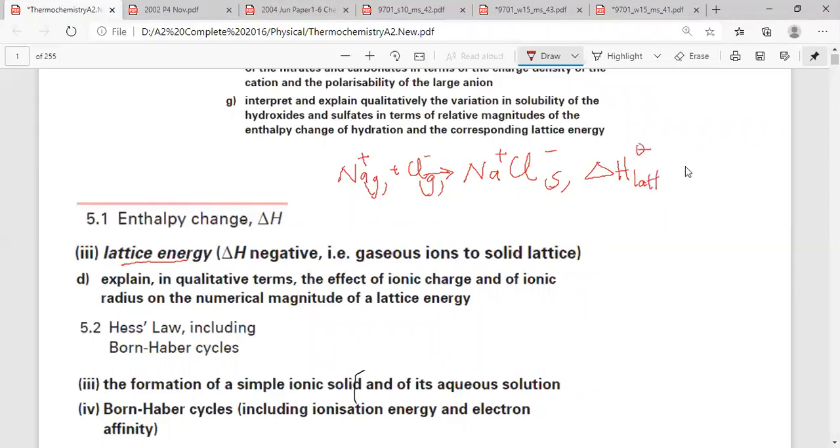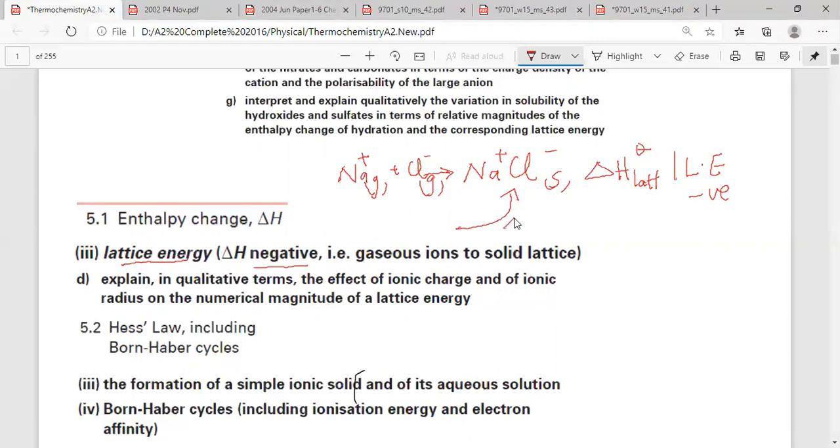Or sometimes it is written as LE. And it's always negative. See? Always negative. As compared to bond energy, it's always positive. It means how much energy is required to break 1 mole of the covalent bond. Now, the difference between lattice energy and heat of formation: the products are the same, but the reactants are different.